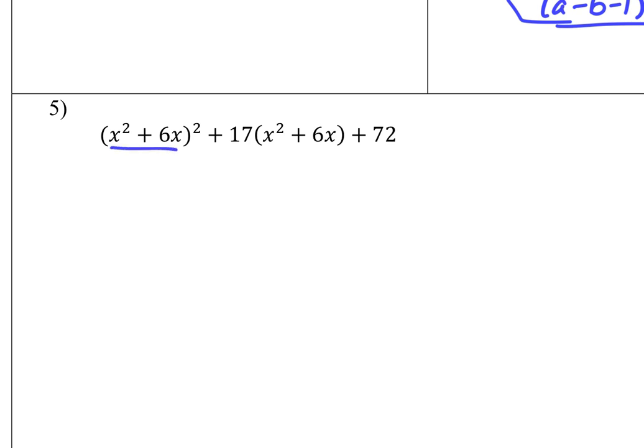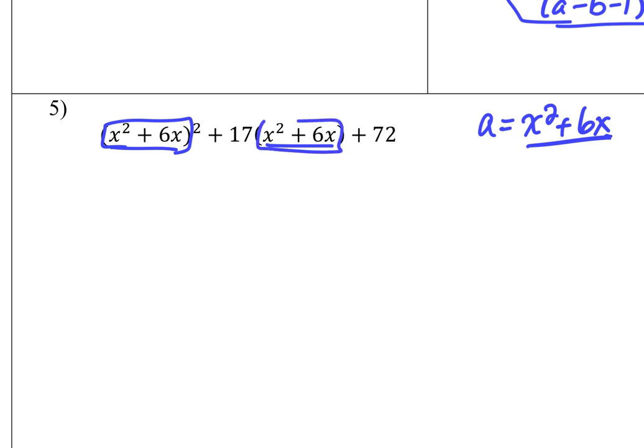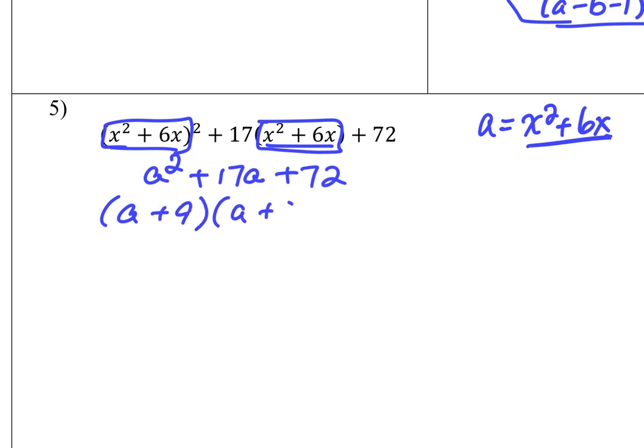Okay, then we have one like this. You see x squared plus 6x repeats. I don't want to factor like that. So I'm going to replace x squared plus 6x with a. Just those. So it's a squared plus 17a plus 72. Now this is a nice AM method one because we're multiplying to 72 and adding to 17. So it's a plus 9, a plus 8.